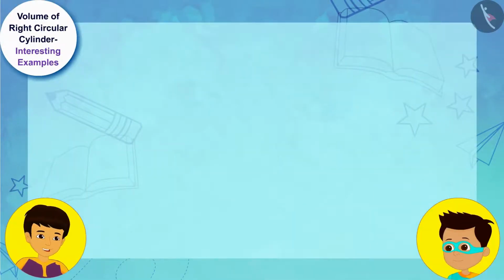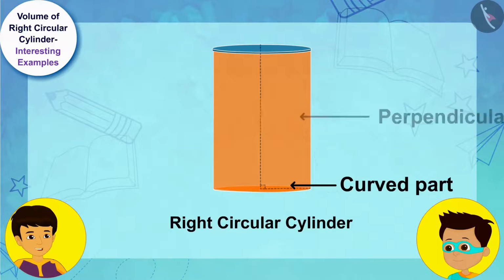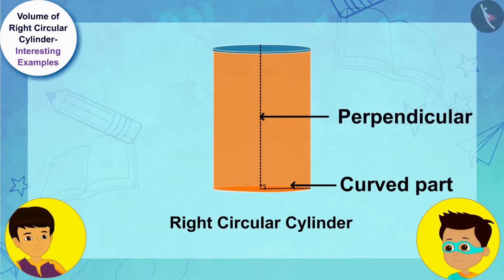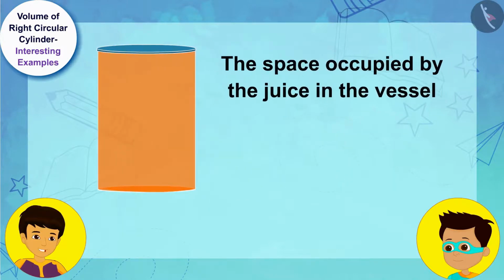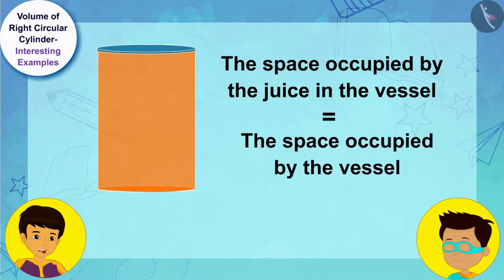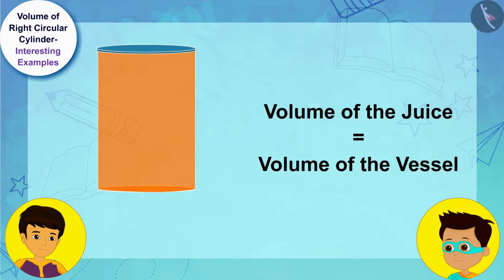Look, Thomas, this vessel is a right circular cylinder because its curved part is perpendicular to its base. And because the vessel is completely filled with juice and the thickness of the pot is negligible, the space occupied by the juice in the vessel is equal to the space occupied by the vessel. In other words, the volume of the juice is equal to the volume of the vessel.